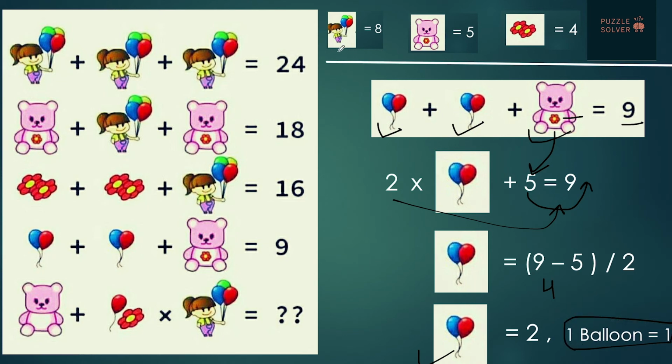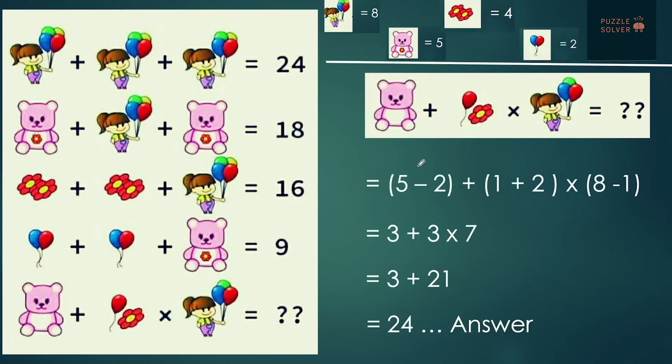Now we have every item's value with us. A girl with 4 balloons is equal to 8. A teddy bear with a flower print is equal to 5. 2 flowers' value is equal to 4. Therefore, 1 flower's value is equal to 2 and 1 balloon is equal to 1. Let's move on to the final equation and solve this puzzle. In the final equation, we have 1 teddy bear with a flower print minus 1 flower, plus 1 balloon and one flower, and their multiplication is with a girl having 4 balloons in her hand minus 1 balloon.